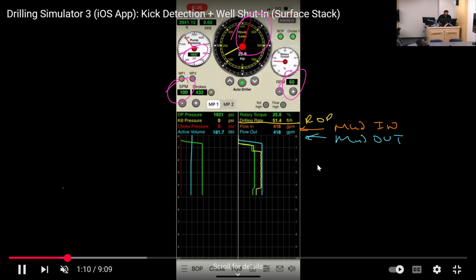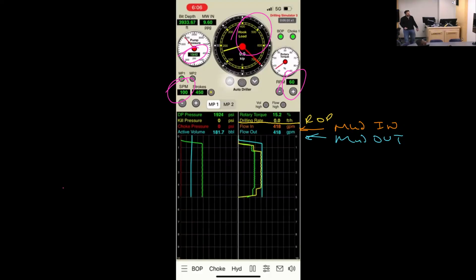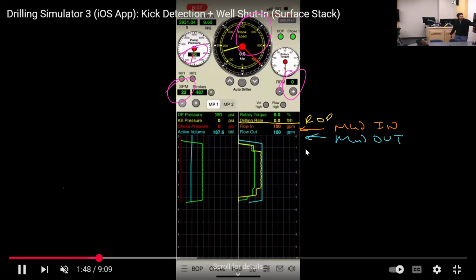Now, I am concerned, even though I see my mud in is equal to mud out, 418. Also, my active pit volume is very good. I kind of know it's not a kick, but just in case, I'm going to turn everything off, including the pump. Stop rotating. I remove weight on the bit, I remove rotation, I remove circulation, and I wait and see if I get flow out.